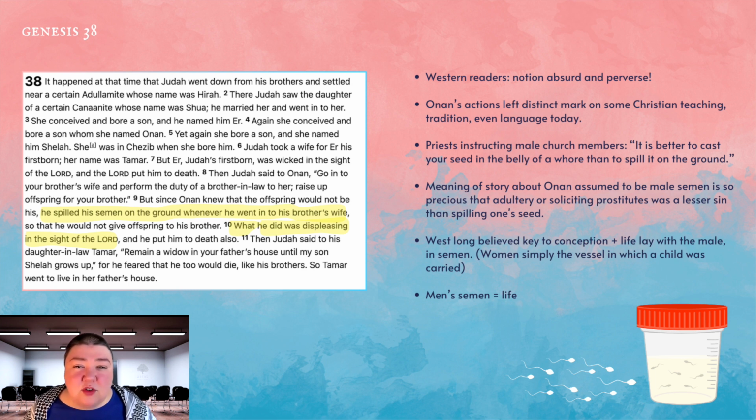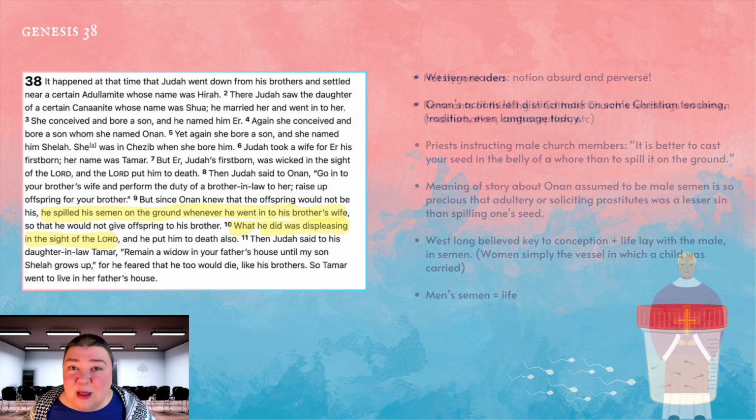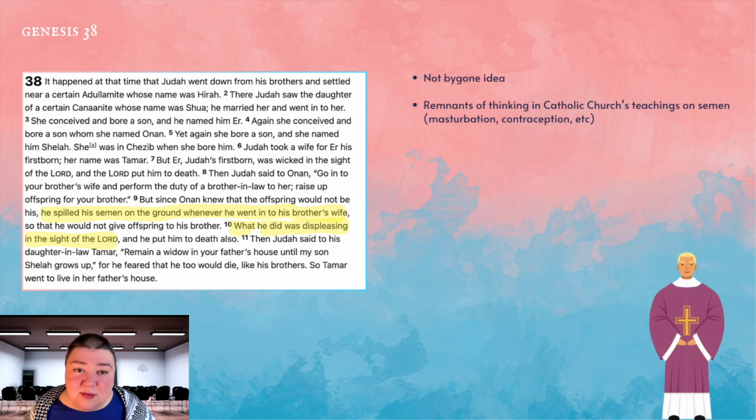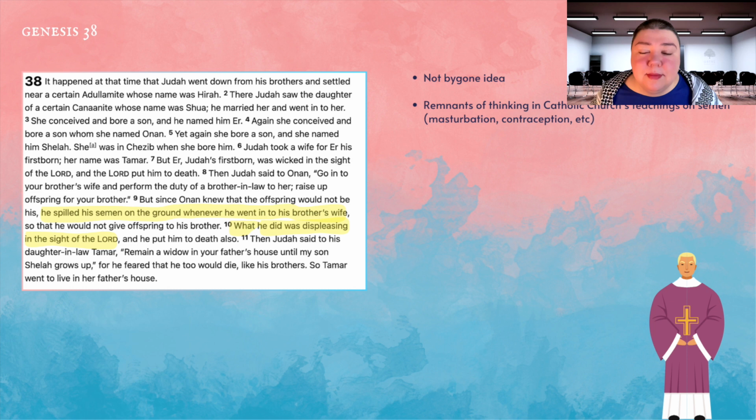For a long time, Western society believed that the entire key to conception and life lay with the male, specifically in his semen, and that women were simply the vessel in which a child was carried. Therefore, men's semen was equated with life. And this is not some ancient bygone idea either. We still see remnants of this thinking in the teachings of the Catholic Church, in which semen is viewed as sacred, and masturbation and the use of contraception is considered a sin and is forbidden.